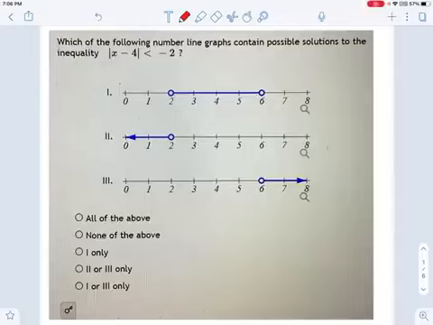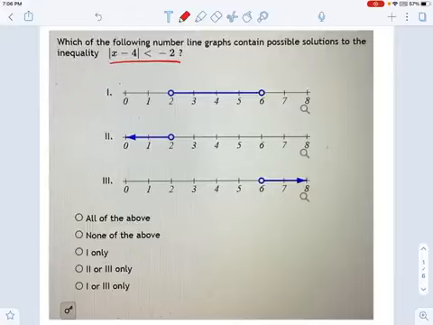How do we deal with inequalities that have absolute values in them? That's what this question is talking about. And here's your inequality right there. I have to figure out which one of these three graphs, or there might be more than one, correspond to the solution set of this inequality.